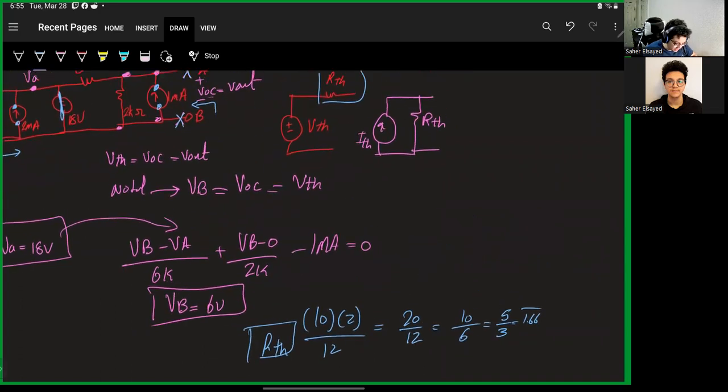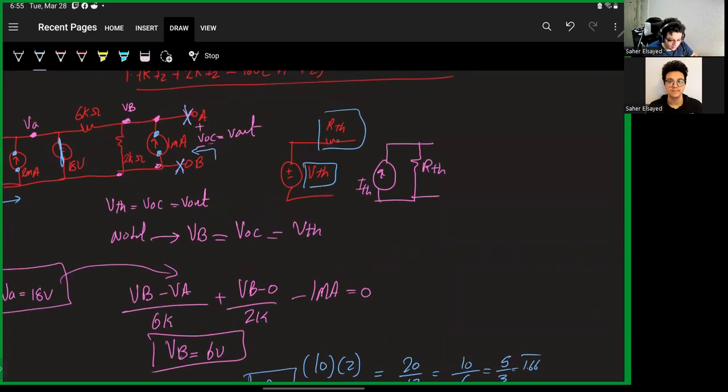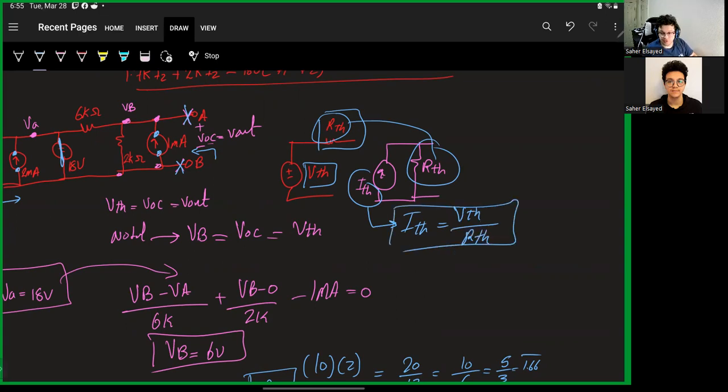This is how you find your V Thevenin. And then we do a source transformation. Remember, this value stays the same. And for you to find the I Norton, it is simply equal to the V Thevenin divided by the R Thevenin. And that's how we do source transformation.